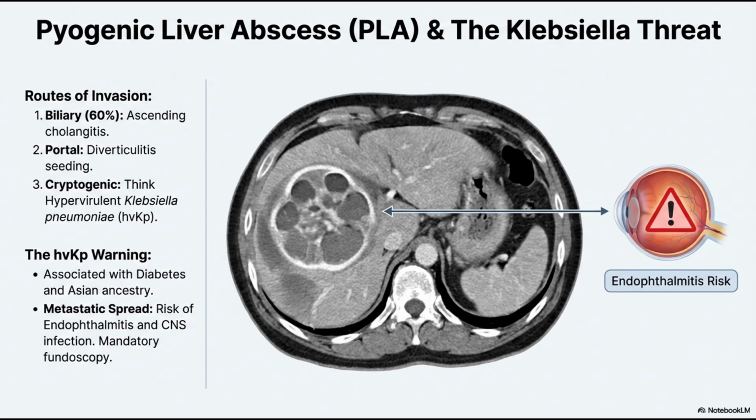And for pyogenic, we need the bug. You need the bug. Blood cultures are positive about 50% of the time, but the money is in the aspiration. If it's pyogenic, you aspirate pus, and that culture is positive 80 to 90% of the time. Which brings us back to the microbiology deep dive.